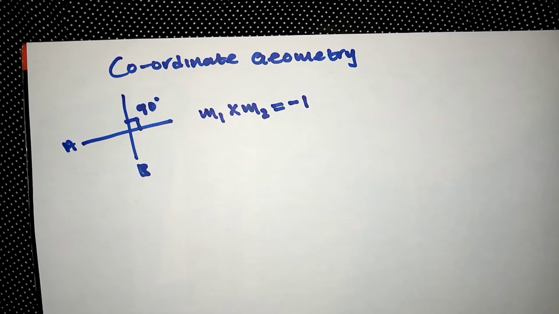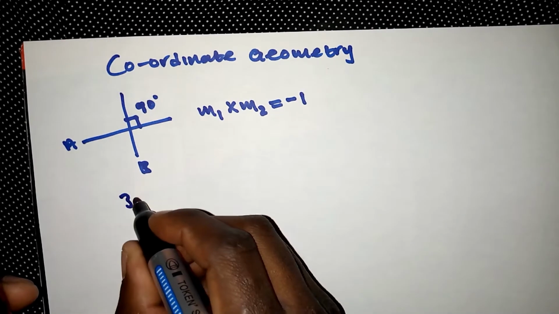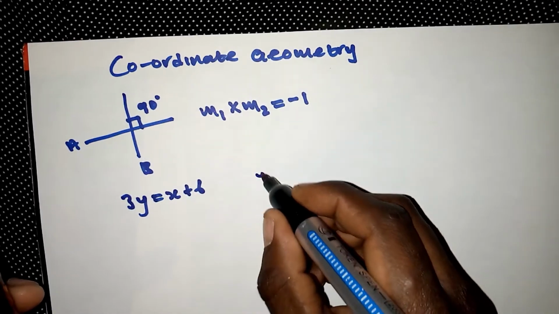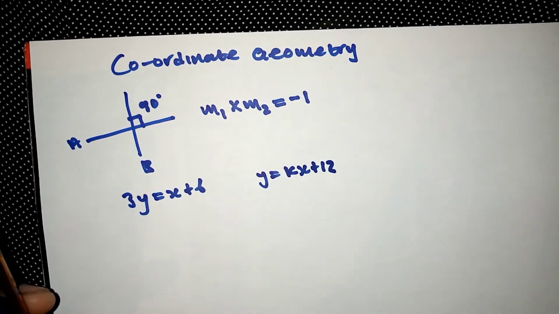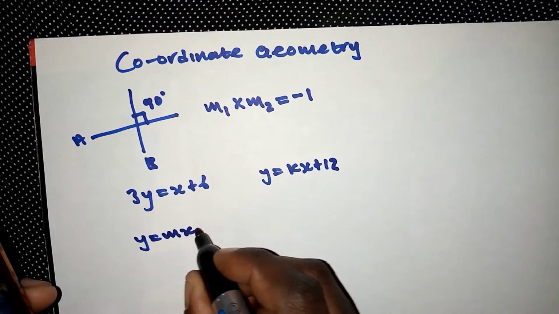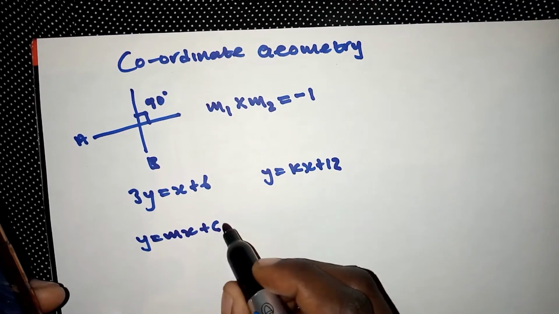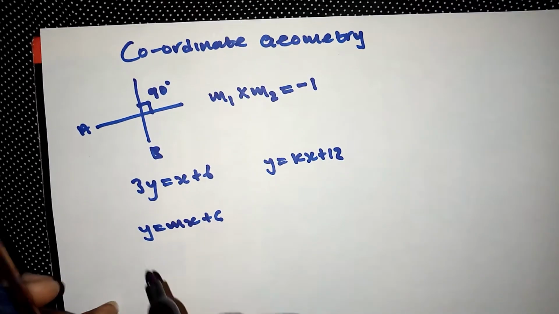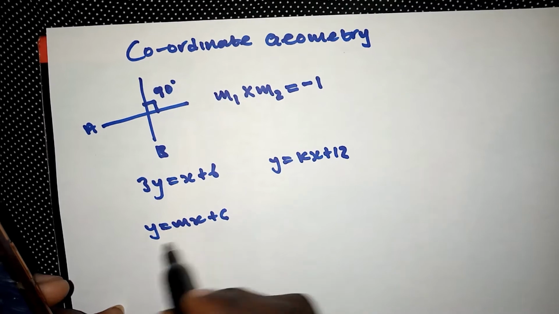So how are we going to get the gradients for the two lines we're given in the question? We get the first equation, which is 3y = x + 6, and our second equation, which is y = kx + 12. Then we will arrange this first equation in this format, y = mx + c. It's not that difficult. So we have our y-intercept as c and our gradient m. So we'll divide both sides by 3 in this equation to get this general formula.